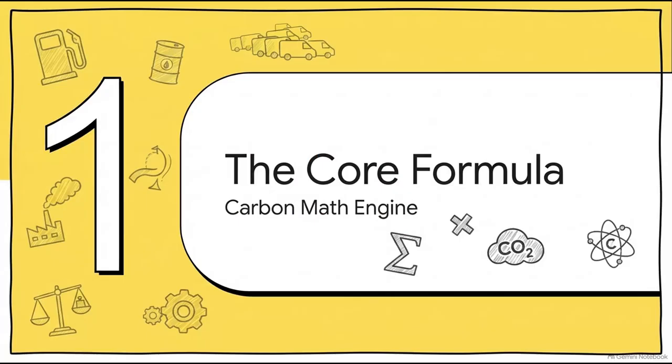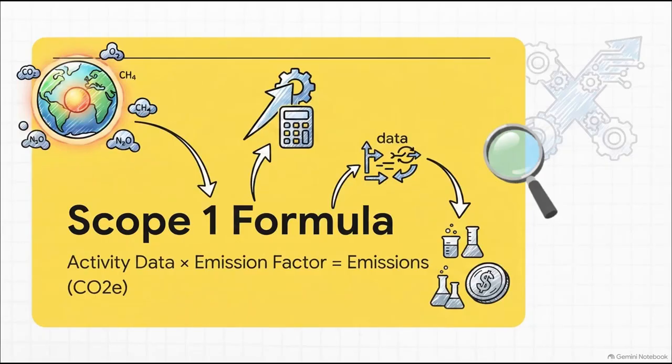Let's move right into Section 1, the core formula, the mathematical engine behind carbon calculations. So everything we're talking about today builds around this one single powerful mathematical equation. No matter how massive or complex your operations might be, this foundational math never changes. You simply multiply your activity data by an emission factor to get your total emissions in CO2 equivalent, or CO2e. That is literally it. That's the entire mathematical engine behind every single carbon footprint calculation you're ever going to do.